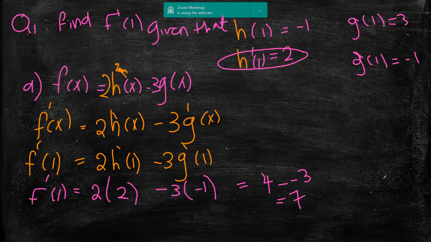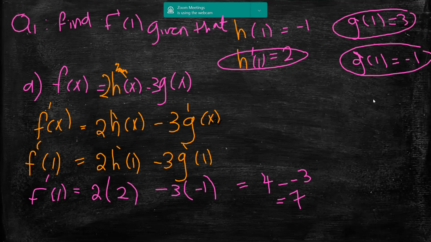Miss, from where did we get the g? Here we have g of 1, we have g prime of 1, h of 1, and h prime of 1.